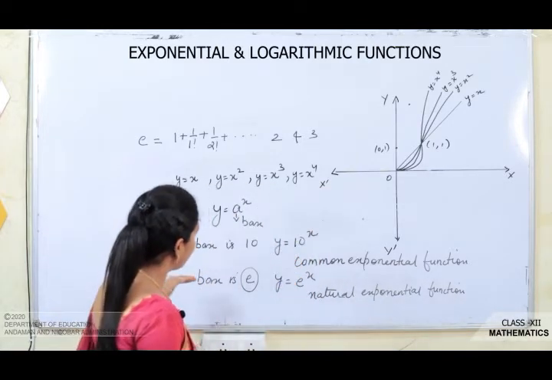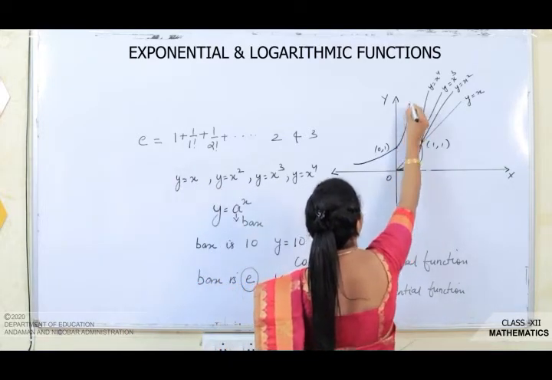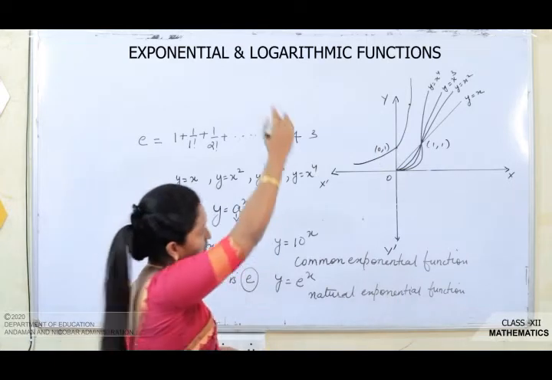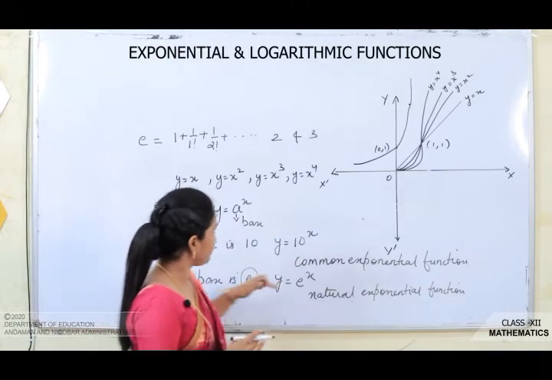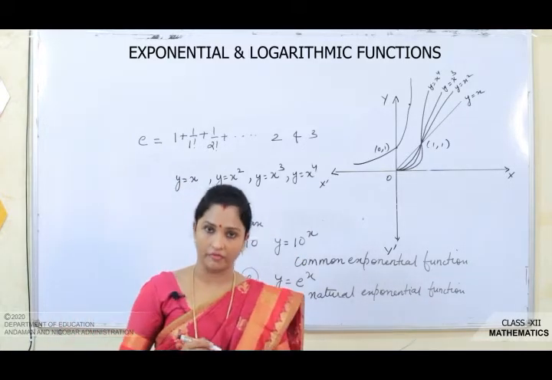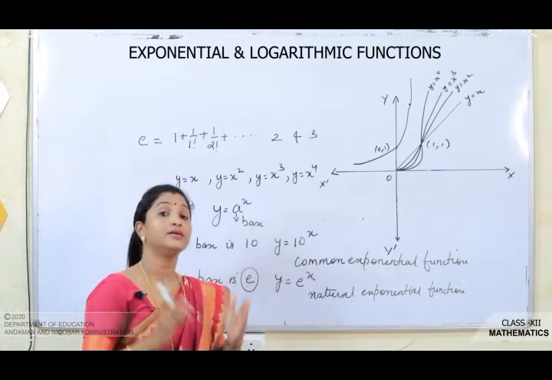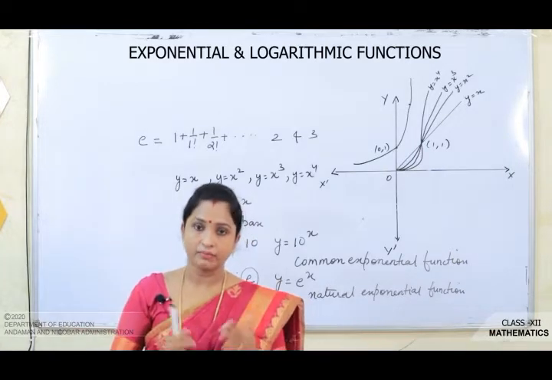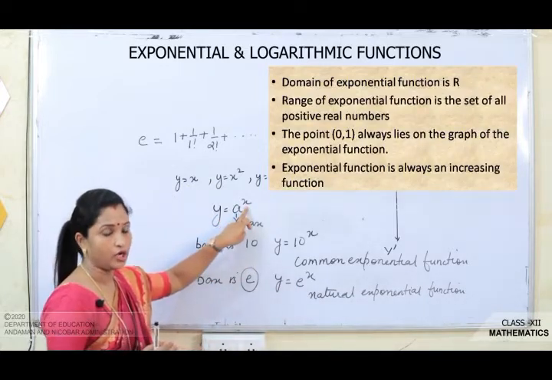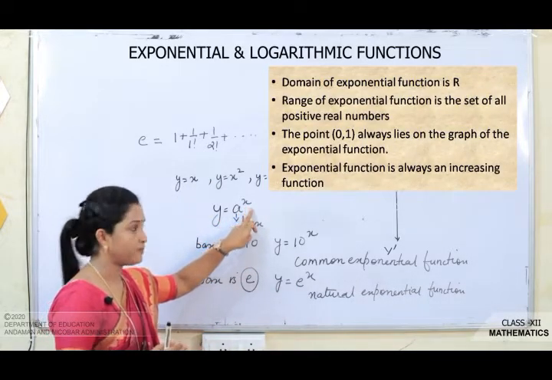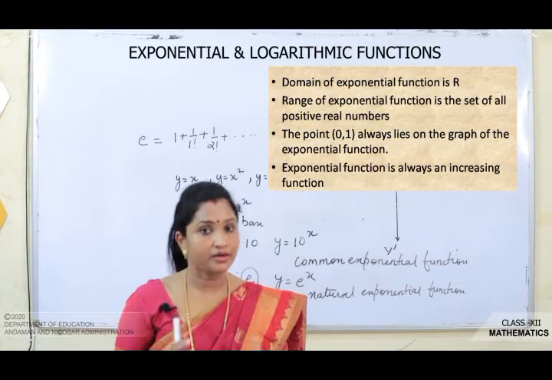Now suppose you want to draw 10 to the power x. If you draw it, it will go very steeply, it will cross 100 straight away, correct? So if you see the salient features of the exponential function, the first is the domain of the exponential function is always the set of all real numbers, positive as well as negative. Because you can take any value of x here. What do we call the domain? The values of x. So the domain of this exponential function is always the set of all real numbers.